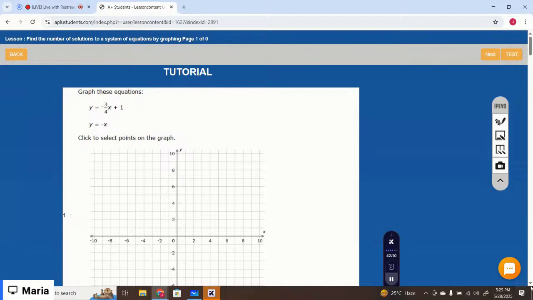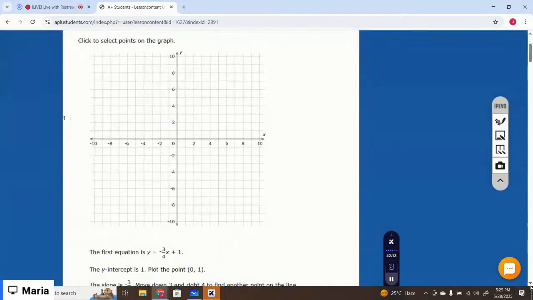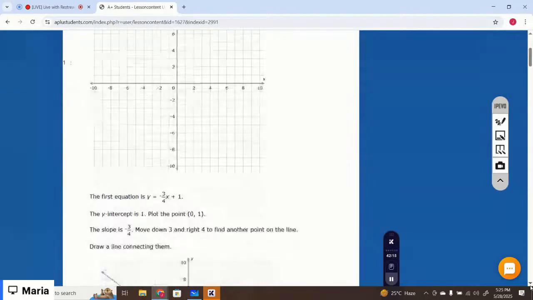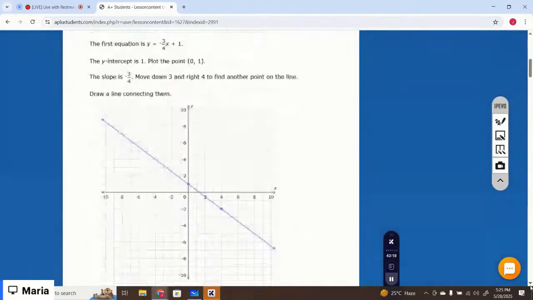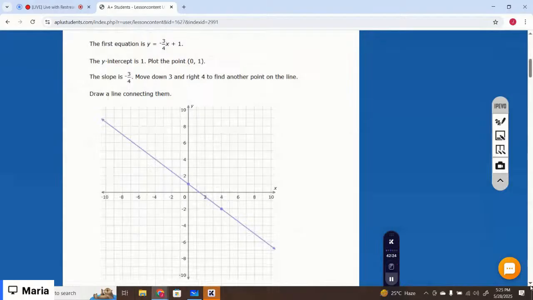So we need to find the y-intercept for the equations. The first equation is y equals negative 3 by 4x plus 1. The y-intercept is 1, so plot the point 0, 1. The slope is negative 3 by 4, so move down 3 and right 4.